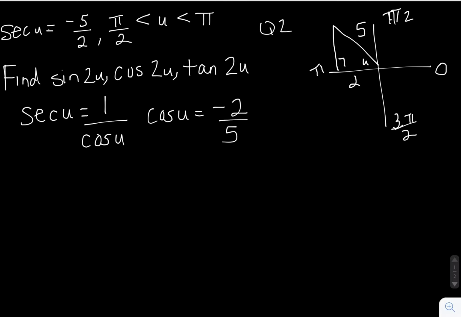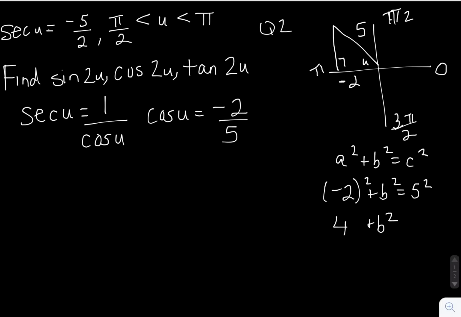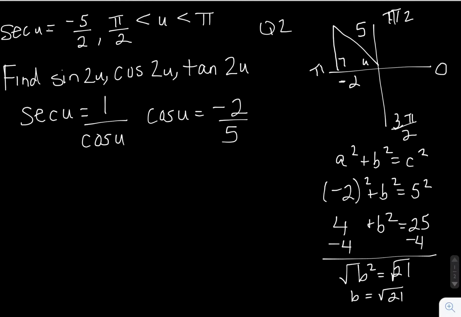So here's our hypotenuse, and our adjacent would be 2. So where does that negative sign go? That goes here, right? Because our x's are negative in quadrant 2. So we need to find our other leg. How do we find that? Well, a squared plus b squared equals c squared, our Pythagorean theorem. So that would be -2 squared plus b squared would equal 5 squared. 4 plus b squared equals 25. Subtract 4 from both sides. B squared equals 21. Take the square root of both sides. B equals the square root of 21. So our other leg is the square root of 21.